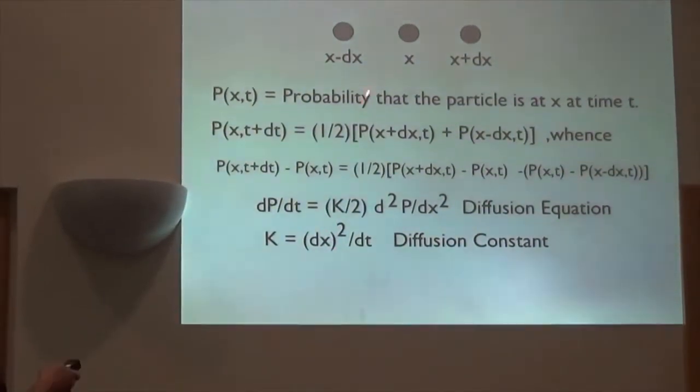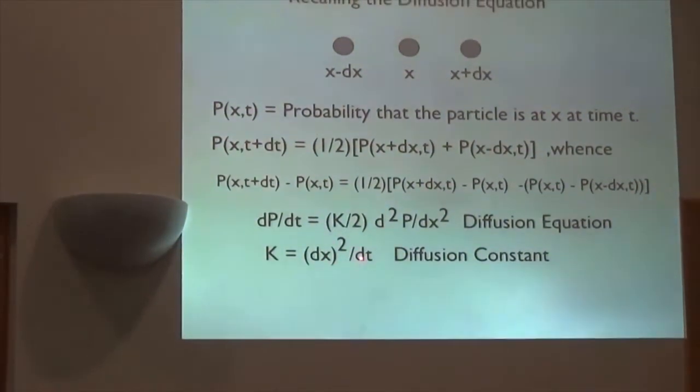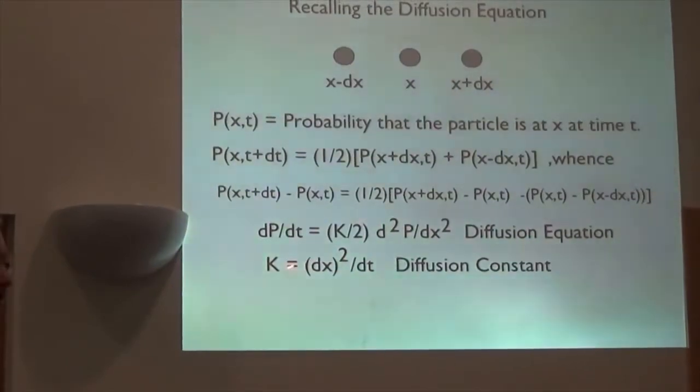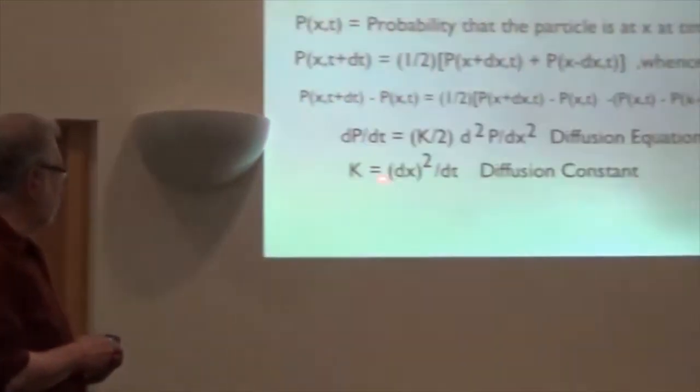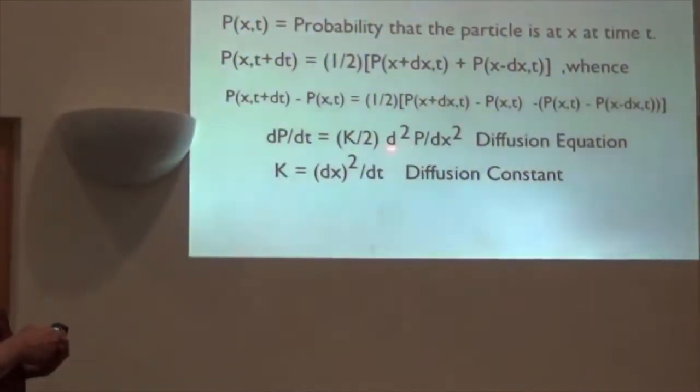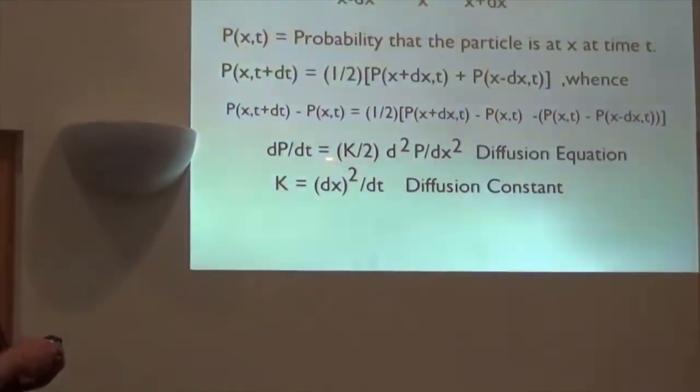So if you think of a process where dx squared divided by dt remains constant, and you take a limit, if you want to, as dt and dx go to zero, then what you're looking at is a nice differential equation called the diffusion equation.